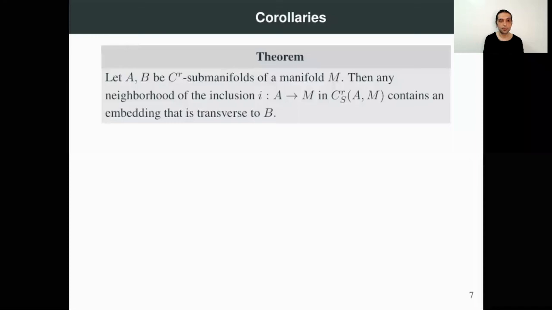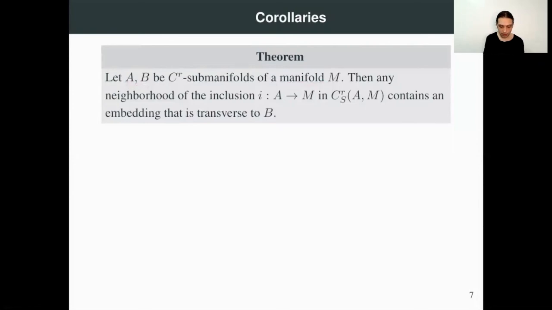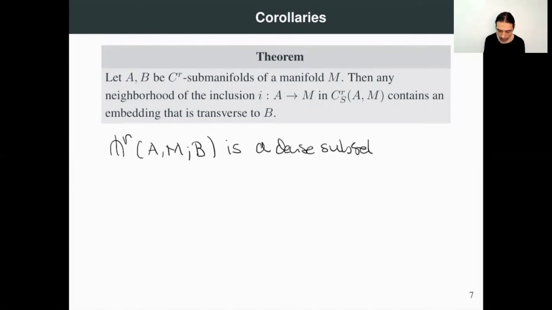Now let us consider a couple of corollaries. Let A and B be CR submanifolds of a manifold M. Then any neighborhood of the inclusion of A in M, in the space of CR maps from A to M with the strong topology, contains an embedding that is transverse to B. What we know is that the space of CR maps from A to M that are transverse to B is indeed a dense subset of the space of CR maps from A to M with the strong topology.